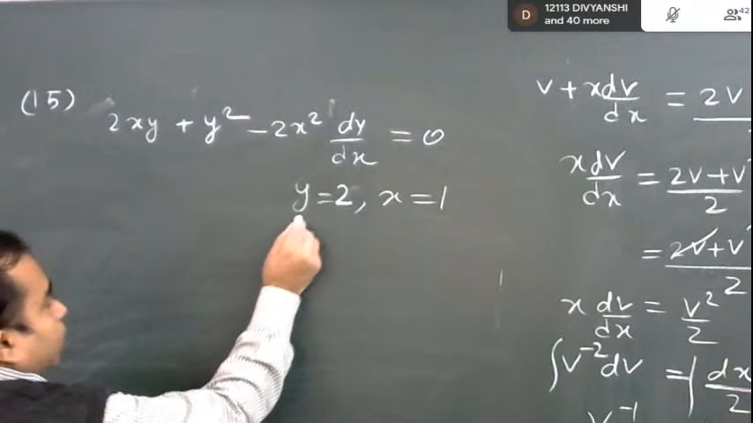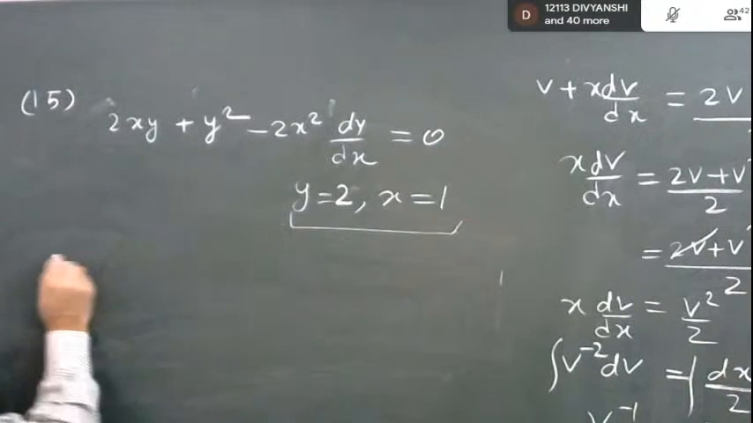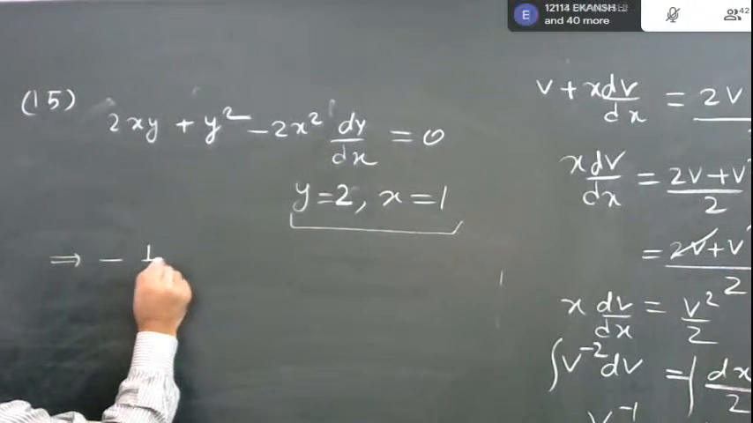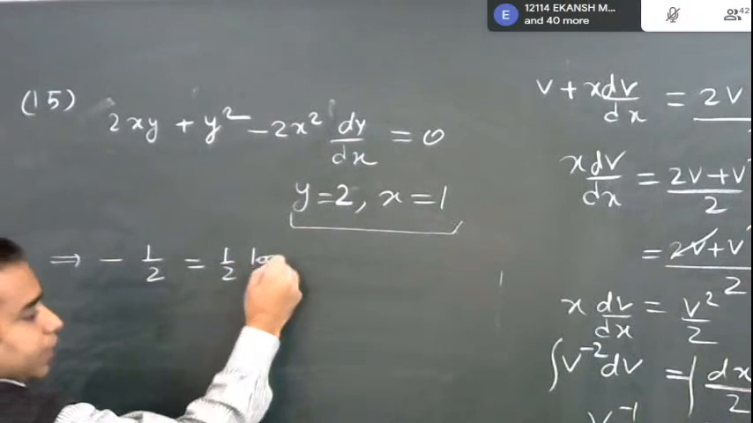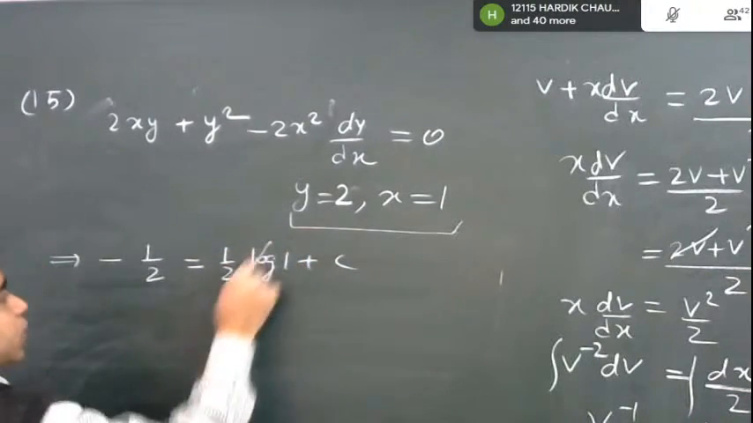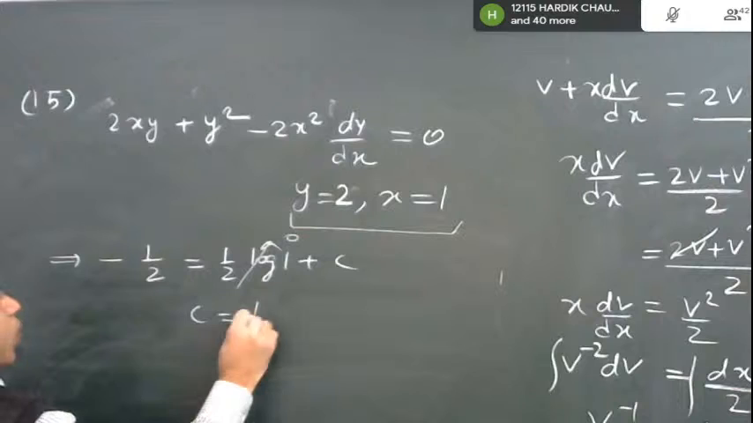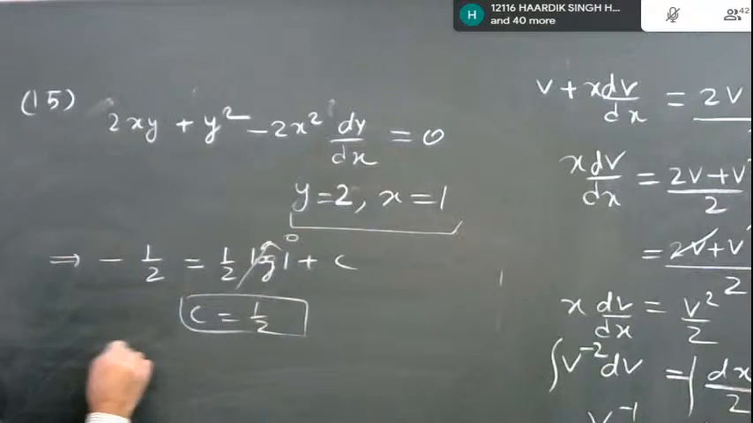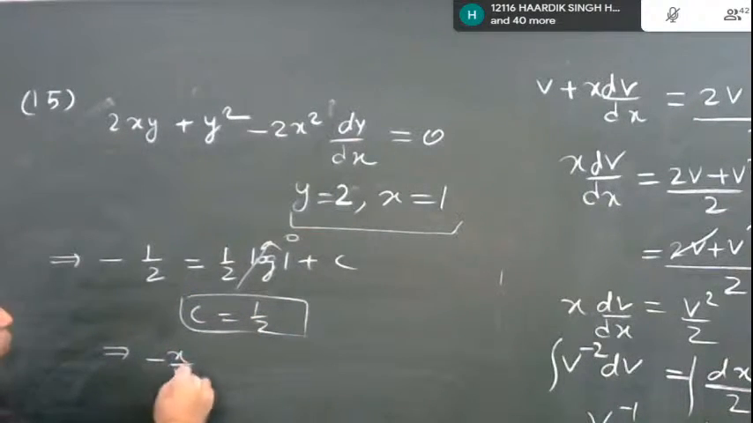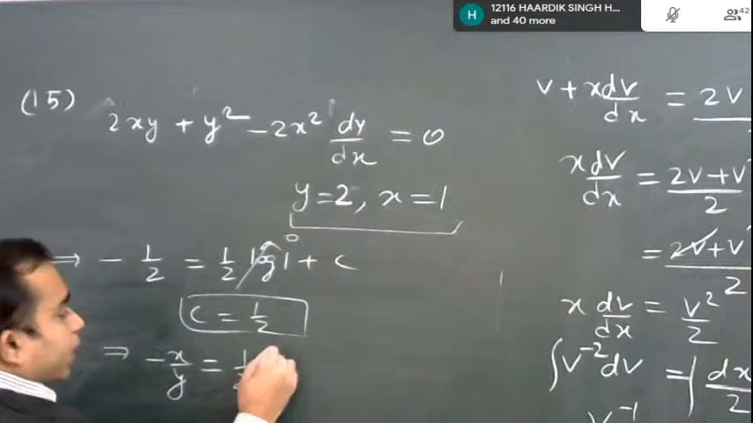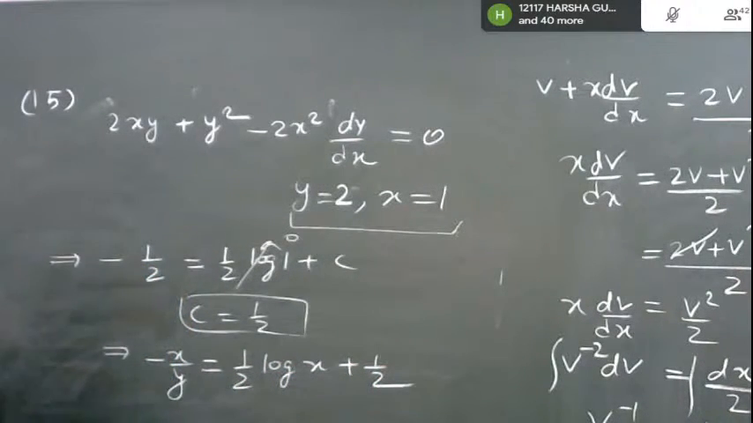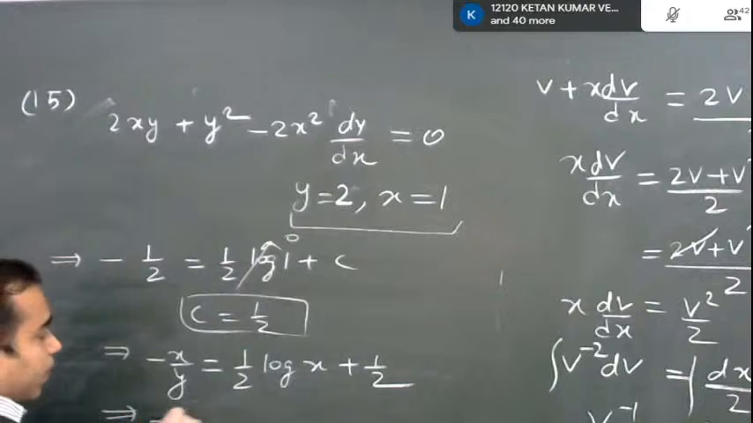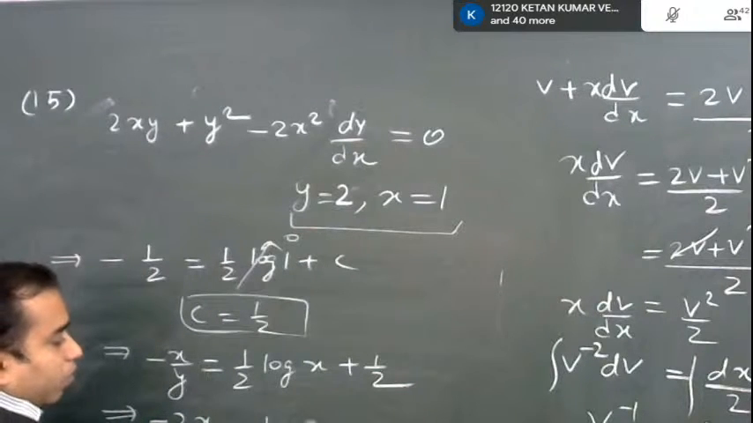So using them, minus 1 upon 2 equal to 1 upon 2 log x, value is 1, plus c. Log 1 is 0, so c equals to half. And my answer becomes minus x upon y equal to half log x plus half. Multiply 2 throughout, and this will become minus 2x upon y equal to log x plus 1.